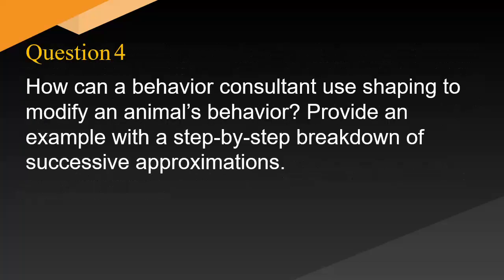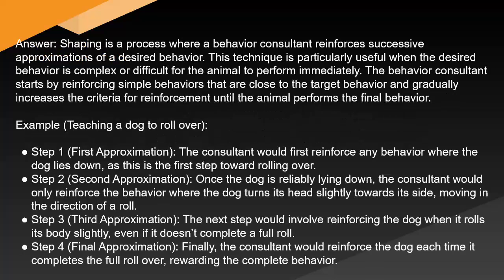How can a behavior consultant use shaping to modify an animal's behavior? Provide an example with a step-by-step breakdown of successive approximations. Answer: Shaping is a process where a behavior consultant reinforces successive approximations of a desired behavior. This technique is particularly useful when the desired behavior is complex or difficult for the animal to perform immediately. The behavior consultant starts by reinforcing simple behaviors that are close to the target behavior and gradually increases the criteria for reinforcement until the animal performs the final behavior.